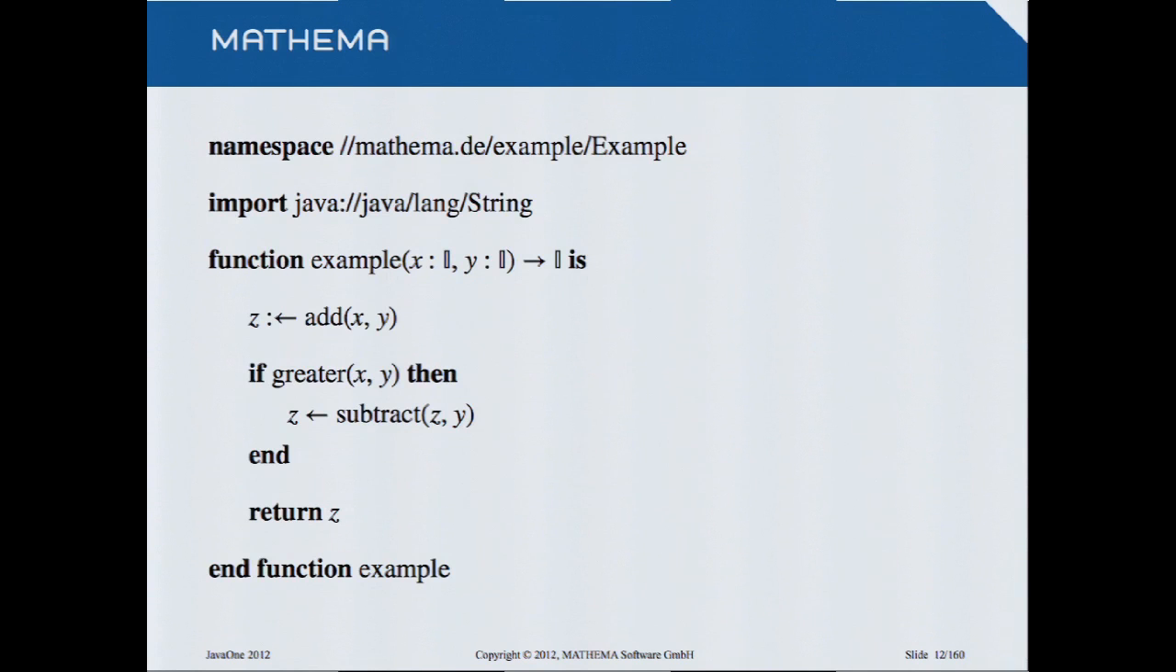So let's take a look at an example. You have a namespace, and you see the tokens are like a URI. So it's a little bit different than in Java. But then you have a function. The function gets integer values and returns an integer value. You see there's an assignment. The assignment with a colon means that it's also a definition with type inference, so we know that z will probably be an int.